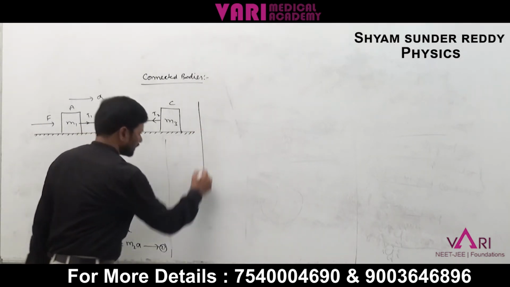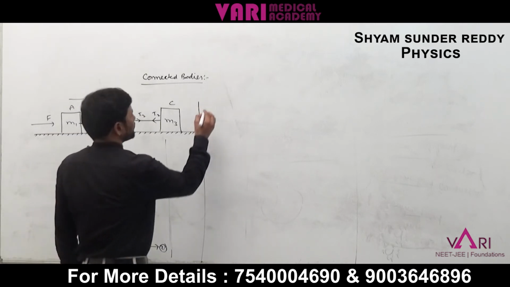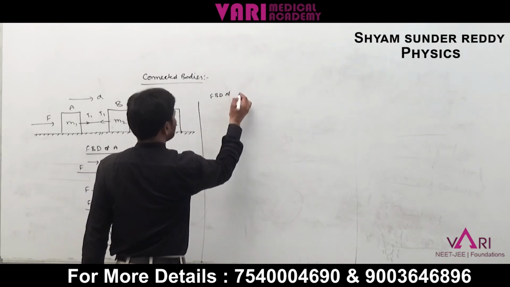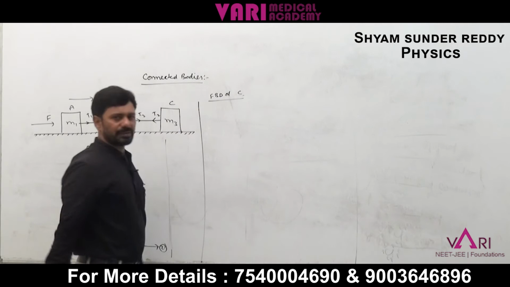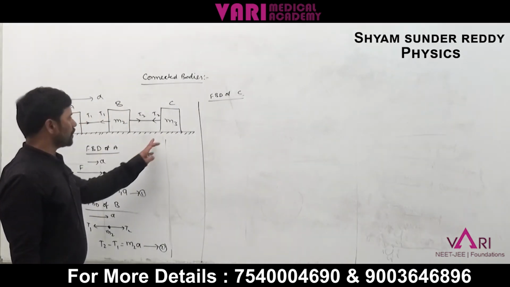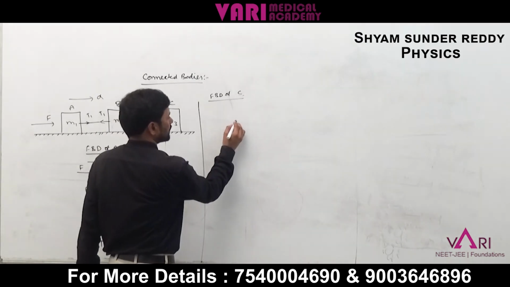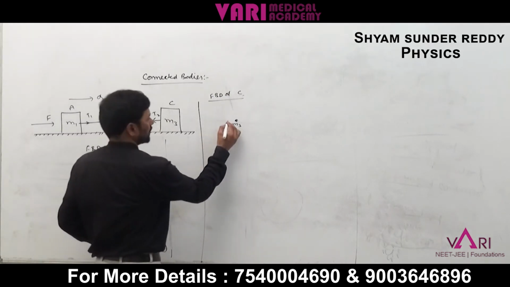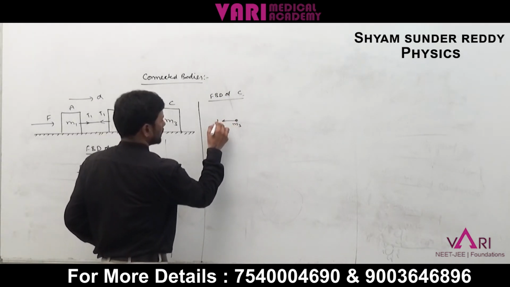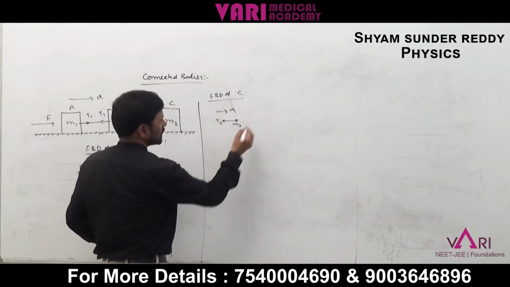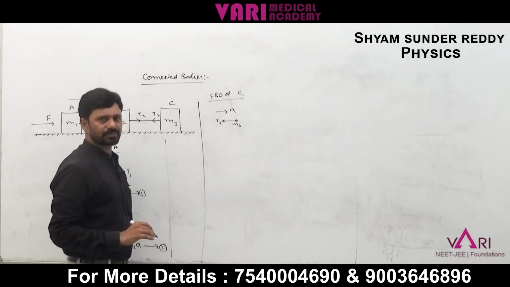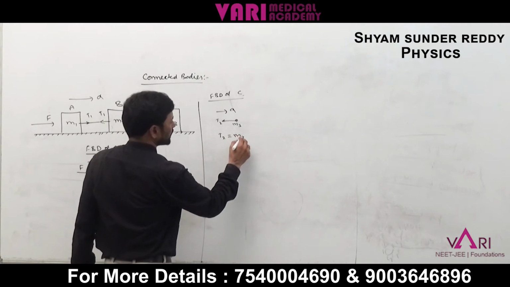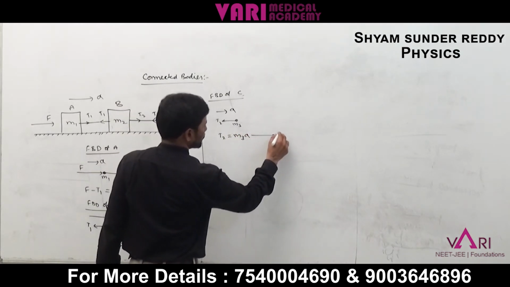Okay. Next, the FBD of M3, otherwise the free body diagram of the C block. Take M3 as a point mass. On this, only tension is working. T2 tension is working in this direction, and acceleration is in this direction. There is no other force acting here. So what can we write here? T2 is equal to M3A. This is the third equation.